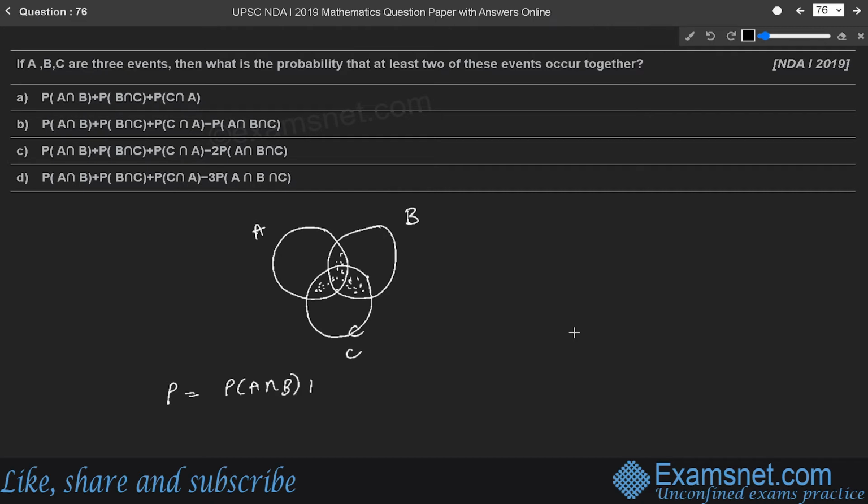So now the probability of simultaneous occurrence of at least 2 events will be P of A intersection B plus P of B intersection C plus P of A intersection C minus 2P into A intersection B intersection C. Therefore, option number C is the correct answer for this question. See, it was this simple. You just have to understand the given events and then find the probability of the given question.